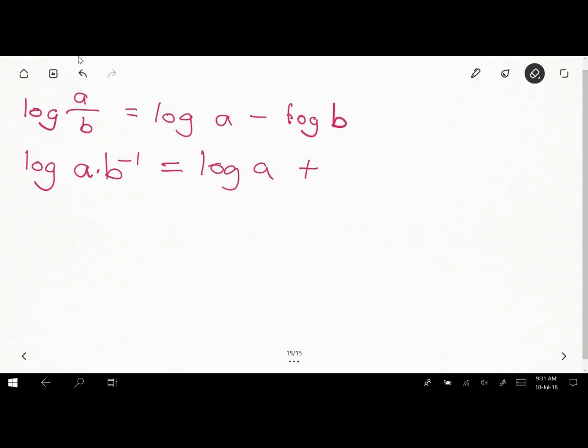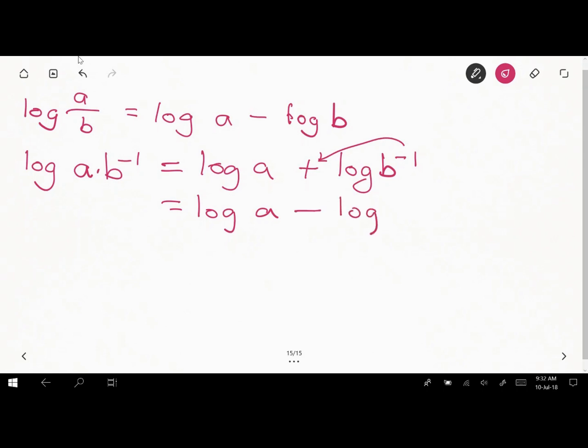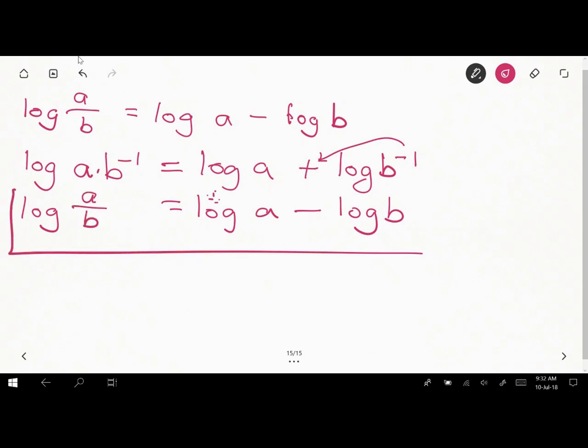log b to the power of minus 1. Again, the b to the power of minus 1, we can bring it down according to the formula that we proved earlier. So this will be equal to minus log b. That's how the whole thing is proven: log a over b.